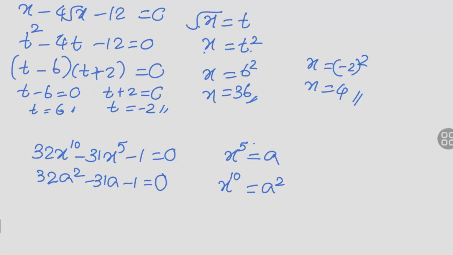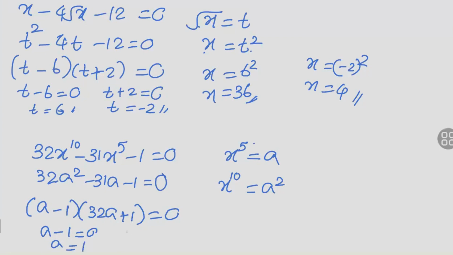a minus 1 and 32 a plus 1 equal to 0, right? This is plus 1, right? So this is how you are getting the answer. So you are getting a equal 1 as one answer. Other one, a equal to minus 1 over 32. Then go for this and this or this and get the answer.